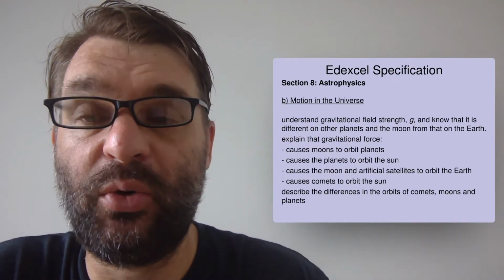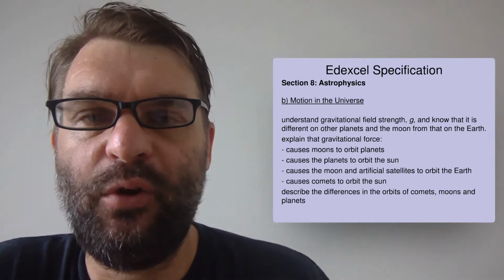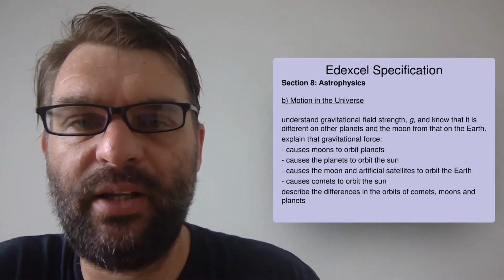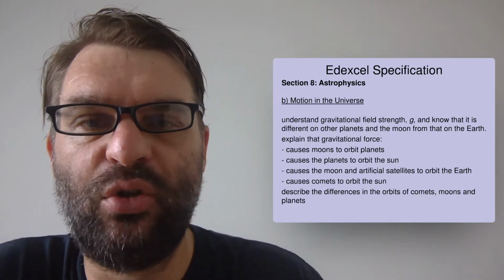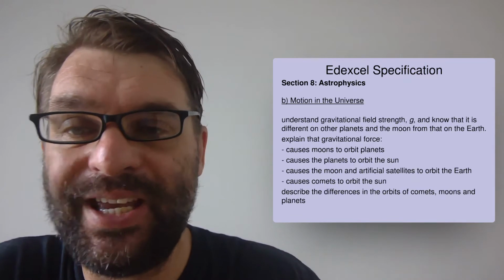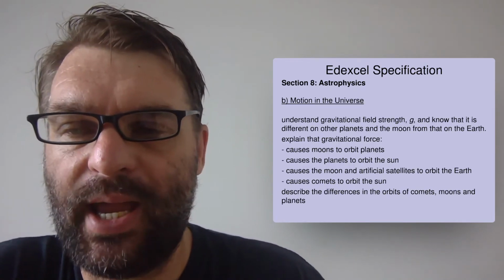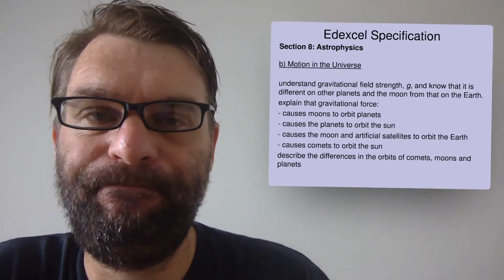Well, there are three clear learning objectives. The first one is understanding gravitational field strength and how it changes on different planets. Then explain that gravitational force causes various things, and describe differences in the orbits of comets, moons, and planets.